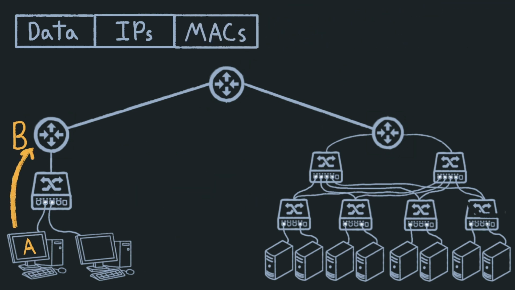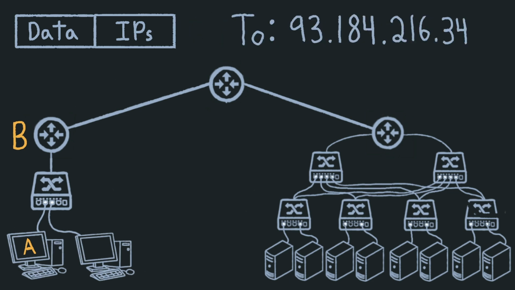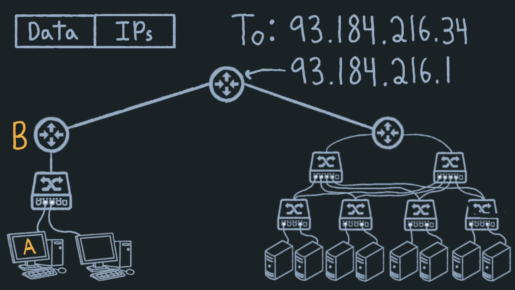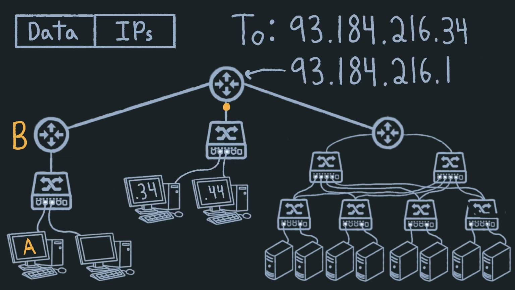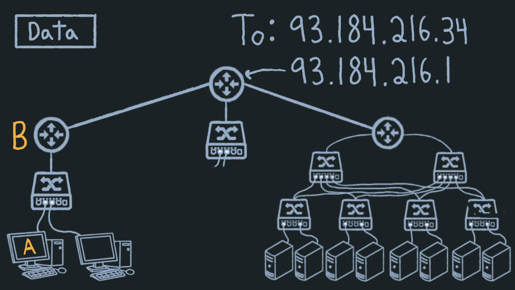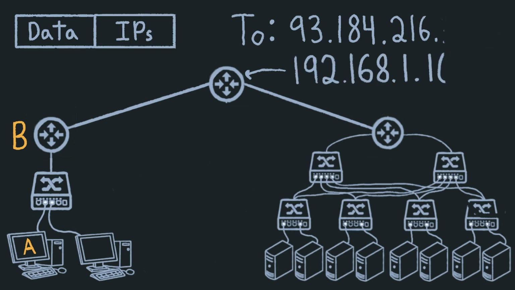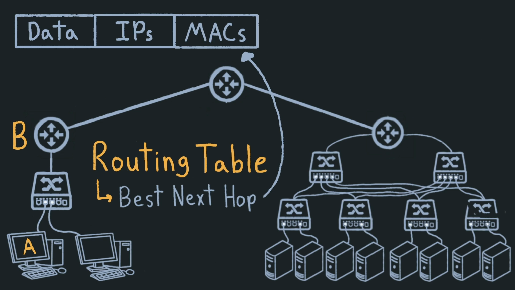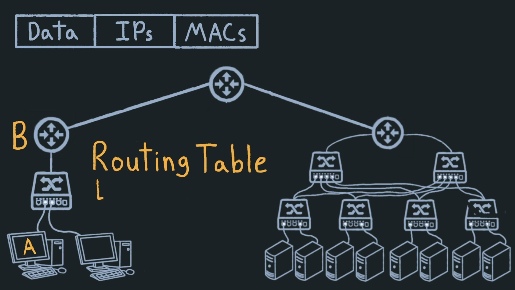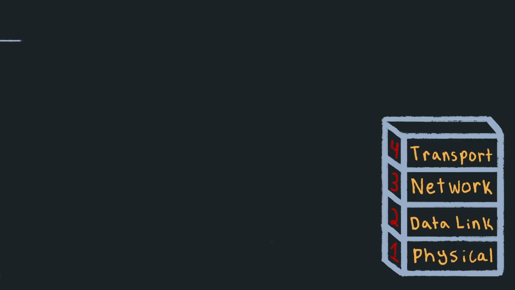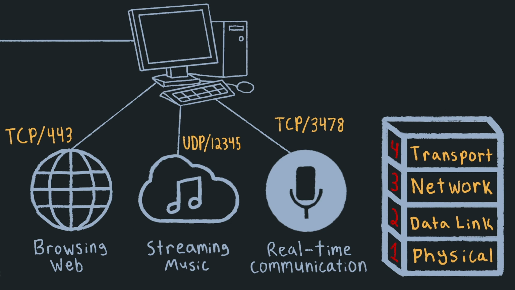This layer ensures hop-to-hop delivery. Once it's served that purpose, it's removed so the router can access the network layer. If the destination IP is within the router's network, a switch helps deliver the data. If not, a routing table guides it to the next hop until it reaches its destination, where it interacts with the transport layer. This layer uses ports which direct the data to the correct application.